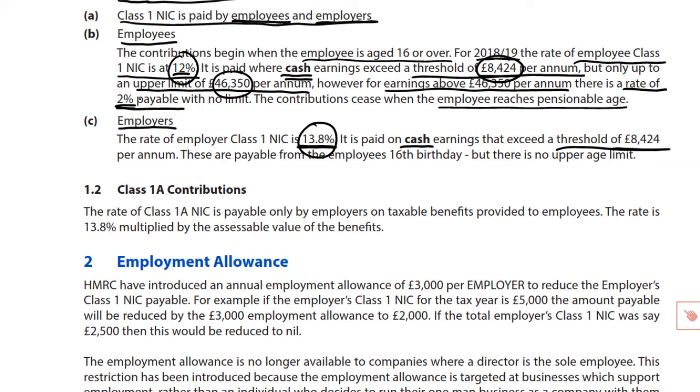Now again, that 46,350, it's not a number taken at random. What we know, of course, is that we have a personal allowance of 11,850, and you have a basic rate band limit of £34,500. Well, you put those two numbers together, and what you've got is £46,350. There, this upper limit in relation to your employment income, your cash earnings, for purposes of the 12%, the main Class 1 NIC rate for employees.